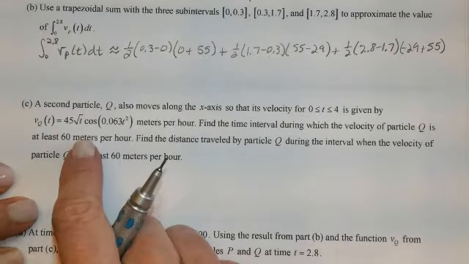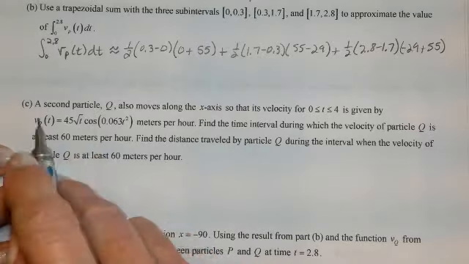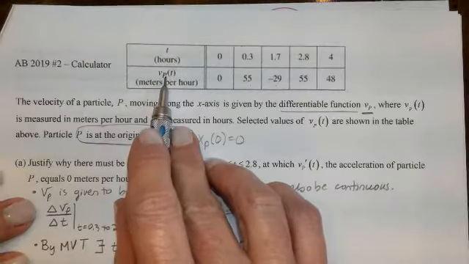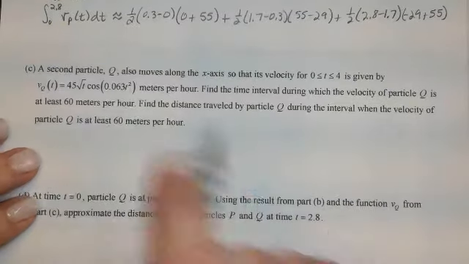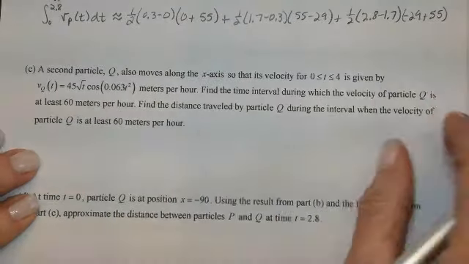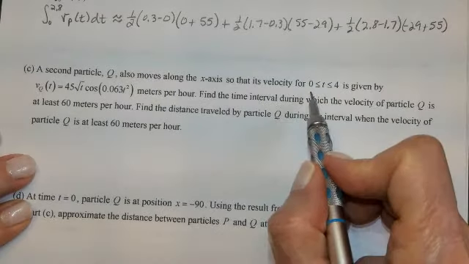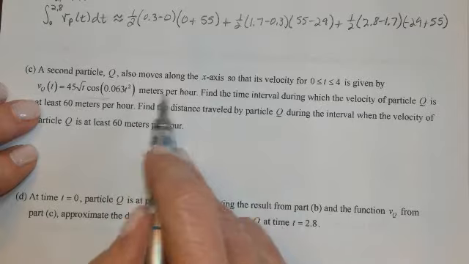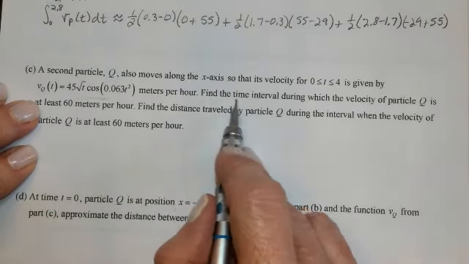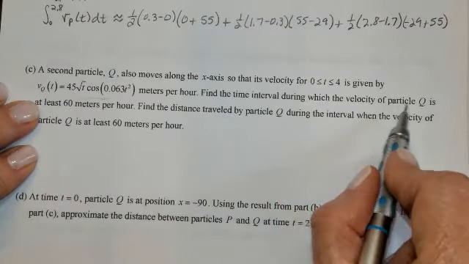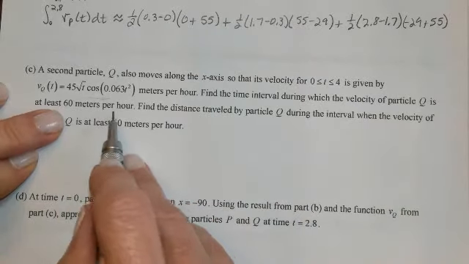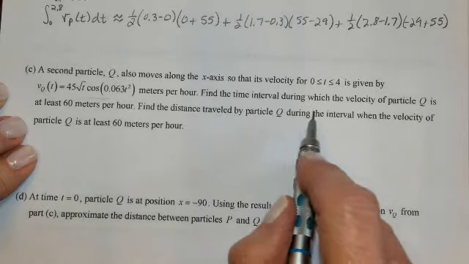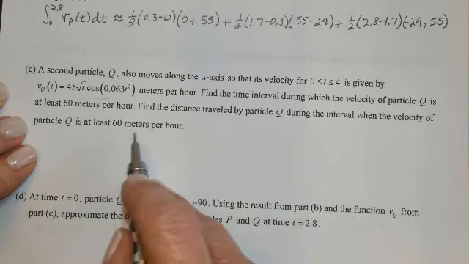And come to part C. A second particle, Q, which I kind of knew was coming because they gave me this sub P up here. So a second particle, they call Q, also moves along the x-axis, so that the velocity for time between 0 and 4 is given by this equation, meters per hour. Find the time interval during which the velocity of particle Q is at least 60 meters per hour, and then find the distance traveled by Q during the interval when the velocity of Q is at least 60 meters per hour.